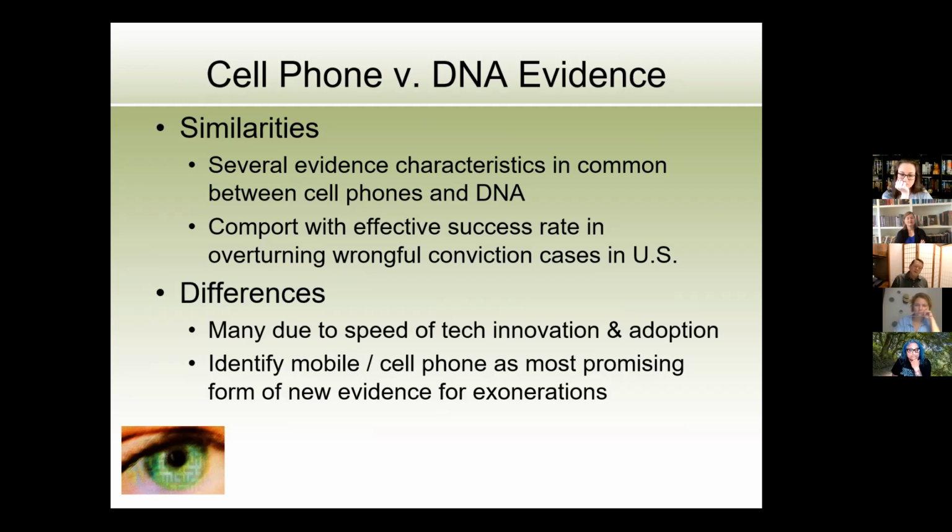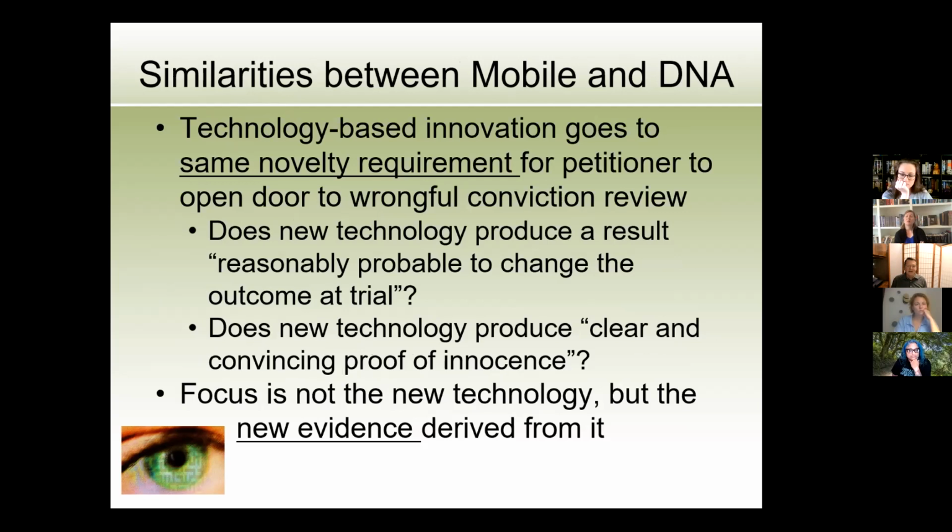But there are differences also due to speed. I think mobile's got an edge there. It's just moving so quickly. And we'll have to see how that goes. But this novelty requirement I talked about is critical. The petitioner or the defendant who's already lost at trial and even lost at the appeal does need to provide new evidence, novel evidence, evidence that wasn't available to be used by the trier of fact at trial. And DNA is great at that, as well as mobile is now. And mobile is going to probably get the edge with the accelerated pace of the development.